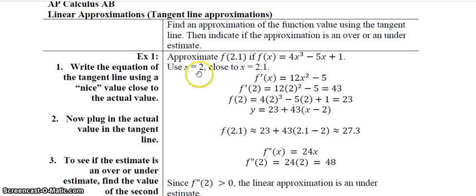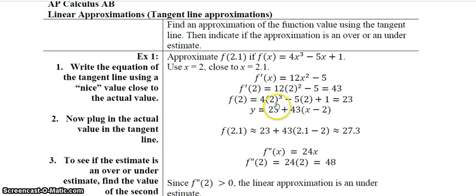Close to 2.1? 2. So basically it's find the line tangent to this function at x equals 2. First derivative, there's your slope of your tangent line. So your ordered pair is 2, 23. Set it up. Good. And then to approximate, you plug the original 2.1 in.